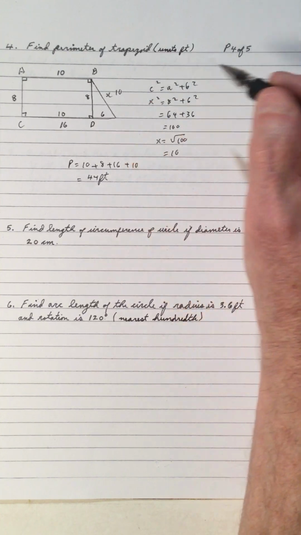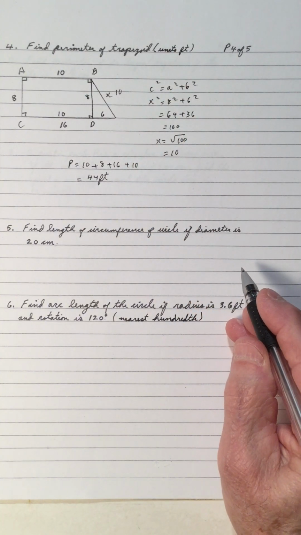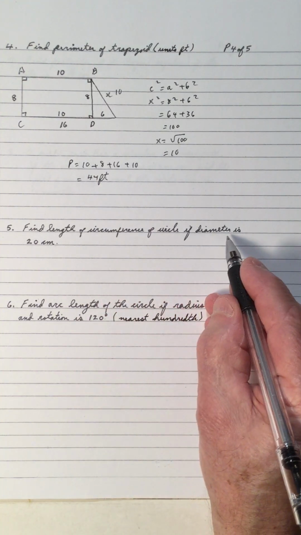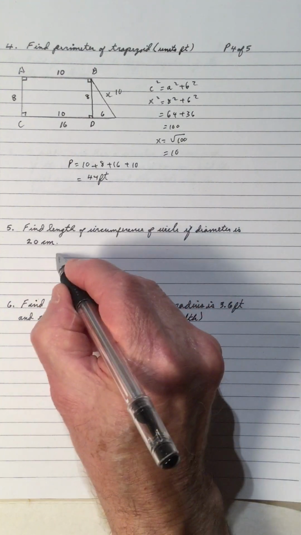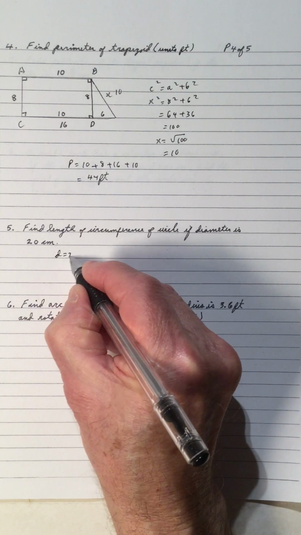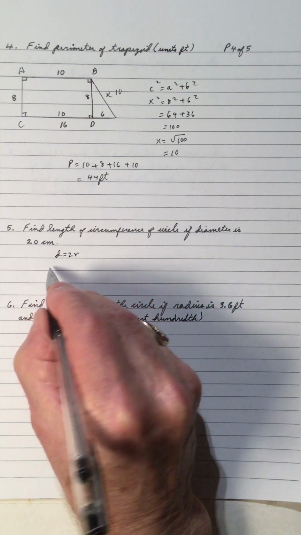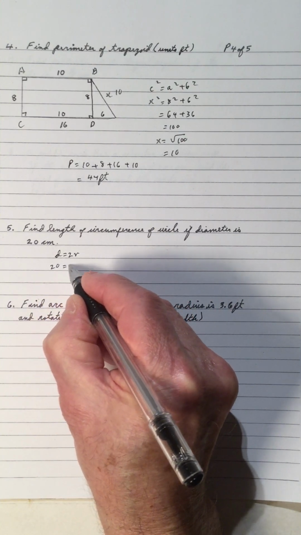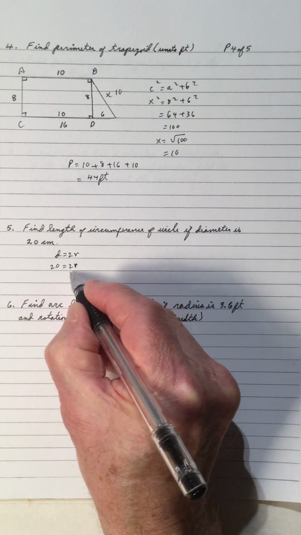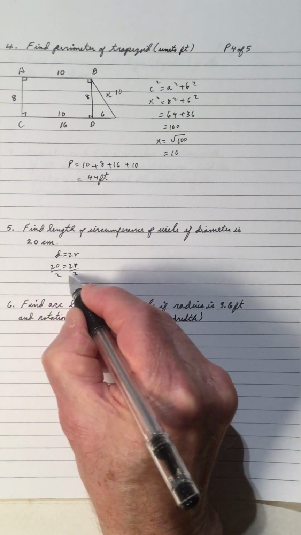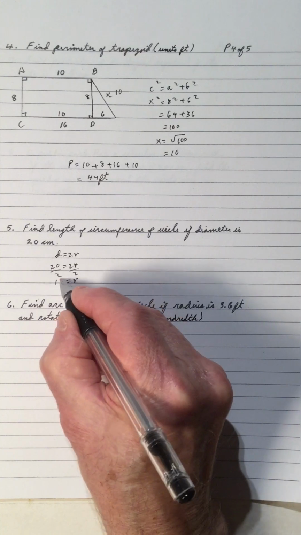Number 5, find the circumference of a circle if the diameter is 20. The diameter is twice the radius, and the diameter is 20, so if you divide by 2, that means your radius is 10.